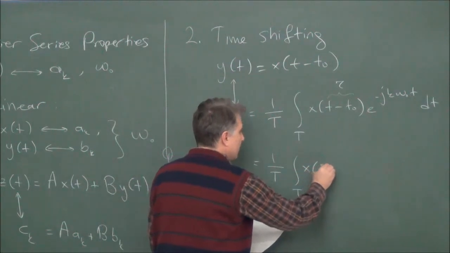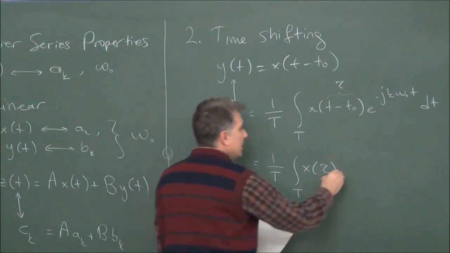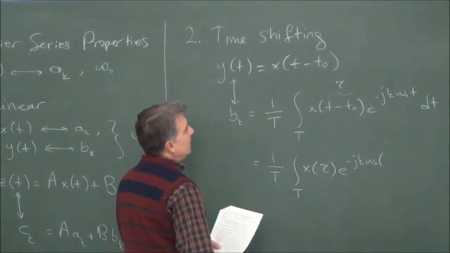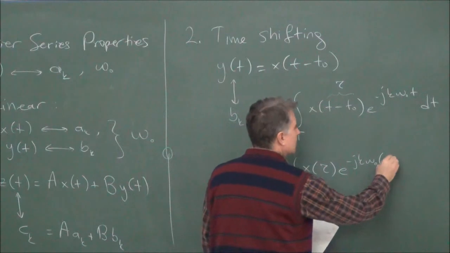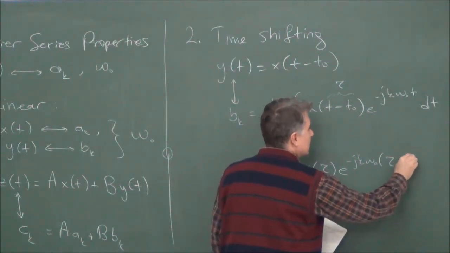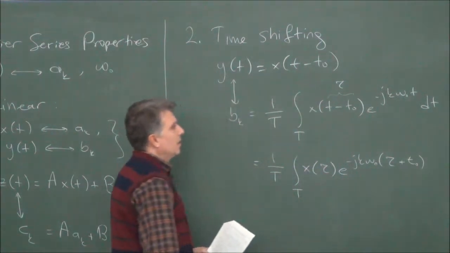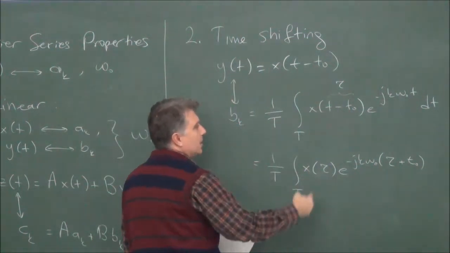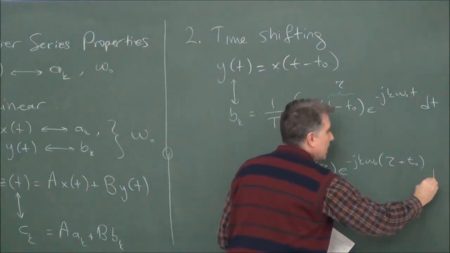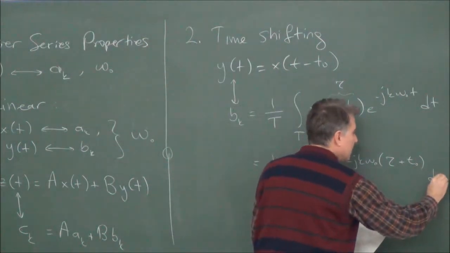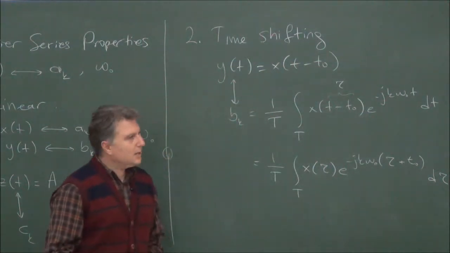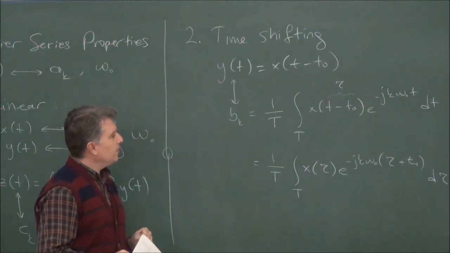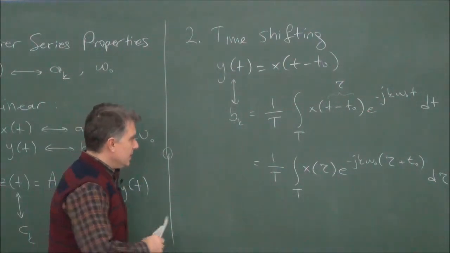x of tau, and here we have e to the minus jk omega 0. Instead of t, we can write it as tau plus t0, since t minus t0 is tau, then t is tau plus t0. And we can write d tau here, because d tau is the same as dt. Tau is t minus t0, d tau is equal to dt. Their differentials are the same. What is this?